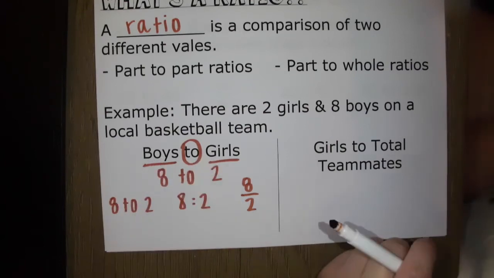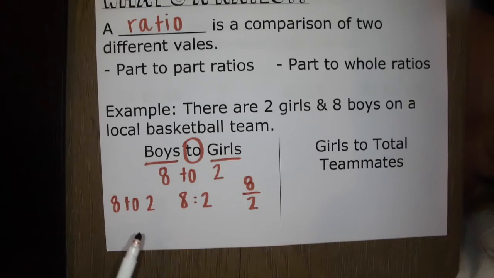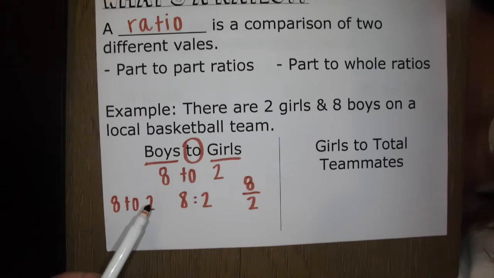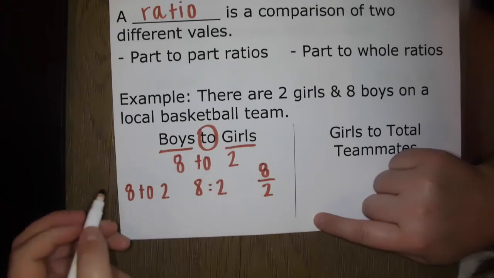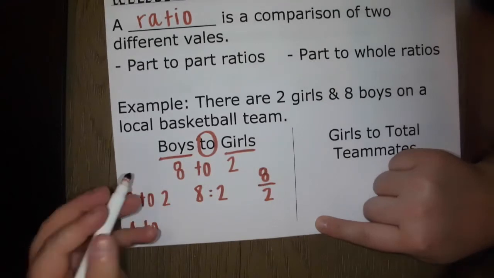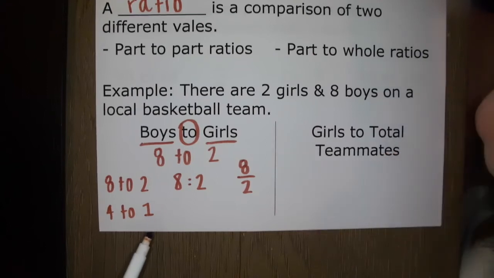Now, one thing that you can also do is simplify your ratios. This ratio right now perfectly represents the number of boys to girls. However, if I wanted my ratio in simplest form, I could simplify this value. And we simplify our ratios by finding a number that can go into both of those values. What number goes into both 8 and 2? 2. So I'm going to divide both of these numbers by 2. 8 divided by 2 is 4. 2 divided by 2 is 1. So now we have a ratio of 4 to 1, which is equivalent.